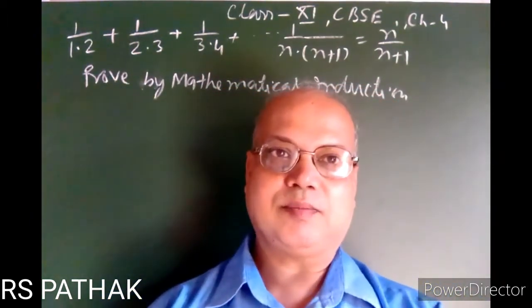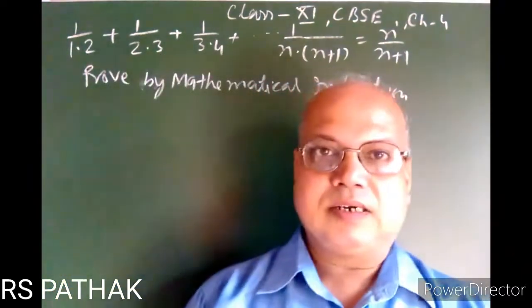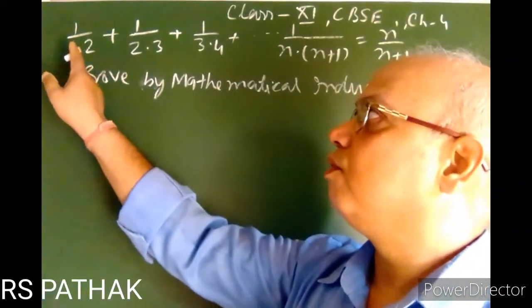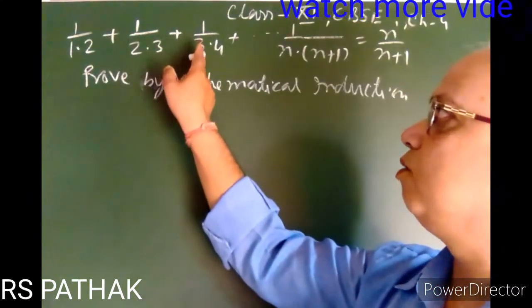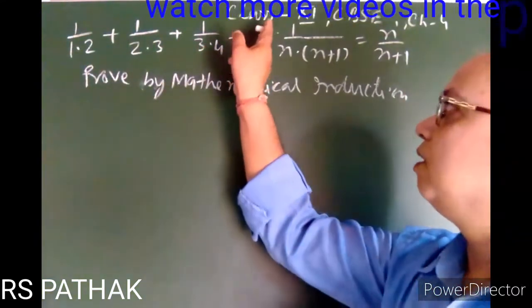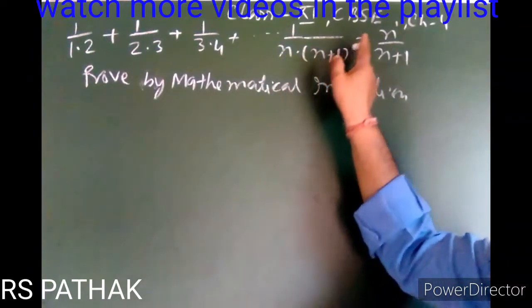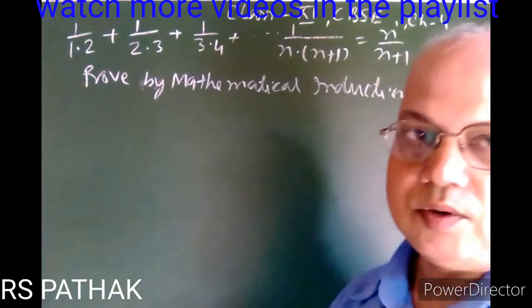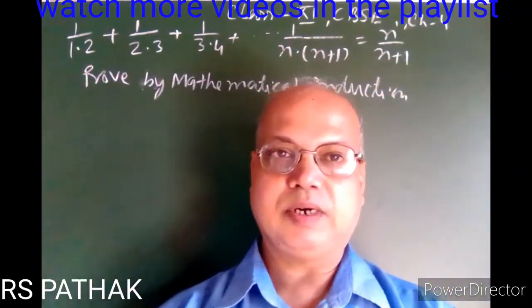Okay, let's start Chapter 4, Mathematical Induction. The question is like this: 1 upon 1 into 2, plus 1 upon 2 into 3, plus 1 upon 3 into 4, plus dash, plus 1 upon n into n plus 1, equal to n upon n plus 1. You have to prove it by mathematical induction. What is the procedure of mathematical induction?